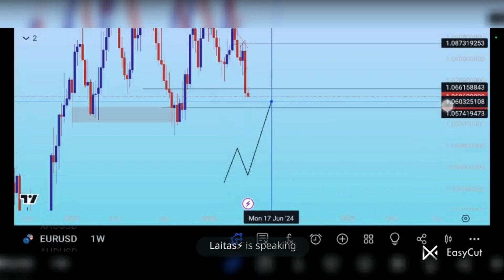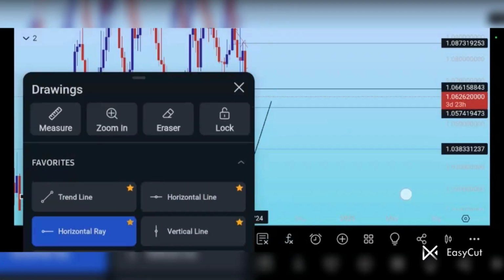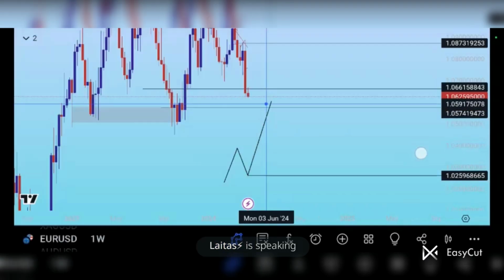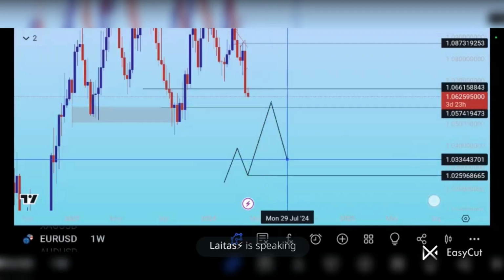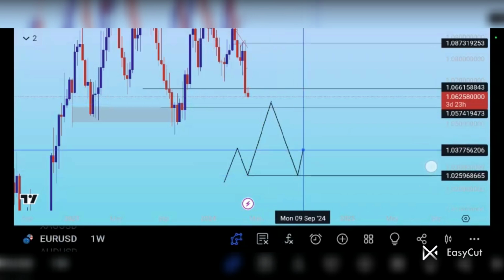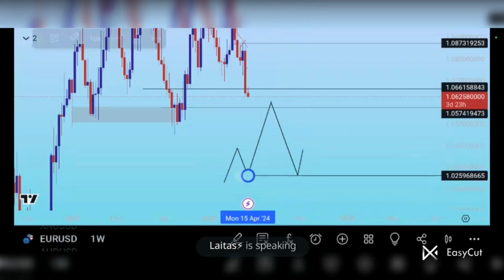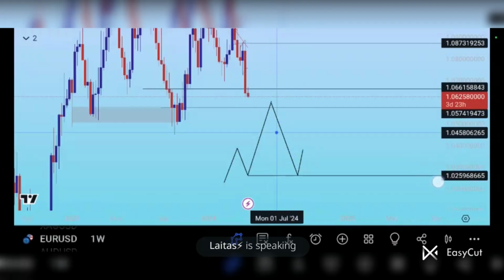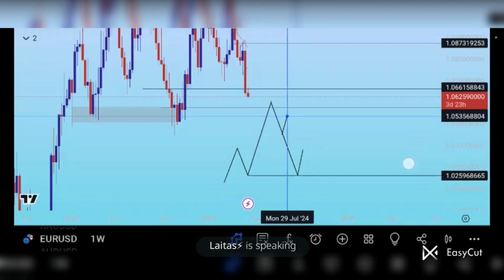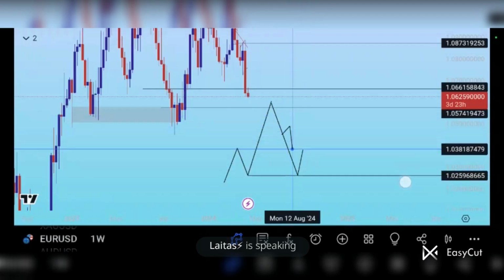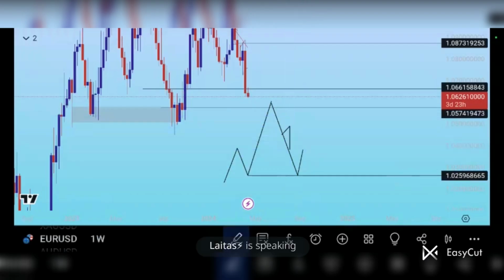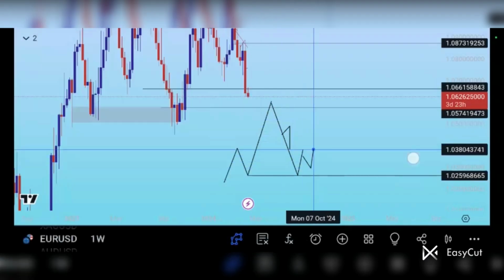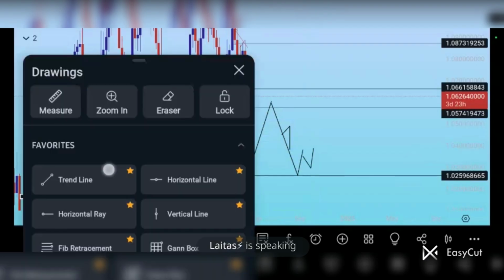We have this support here, and price is coming from this support. Do you get me? This support is monthly, right? So around here we have weekly resistance. Do you get me? And around here we have daily support. So price can do something like this.